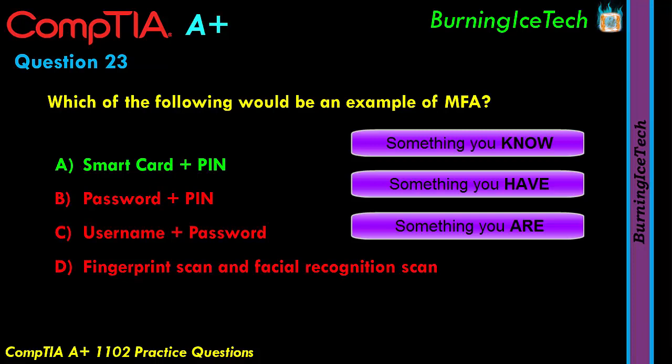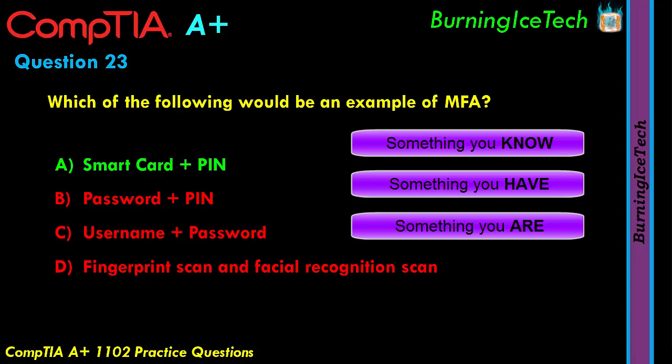B says password and pin. Password is something you know, but a pin is also something you know. So that's two things, but it's two things in the same category. So that's not multi-factor, it's just two authentications, but it's not multi-factor authentication.